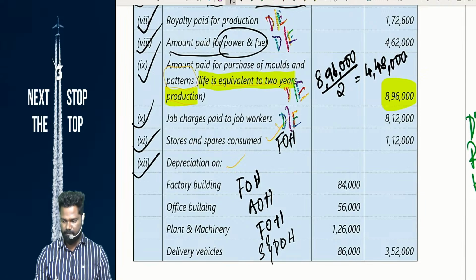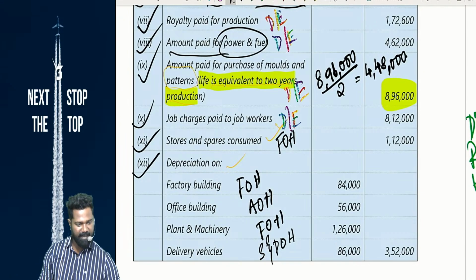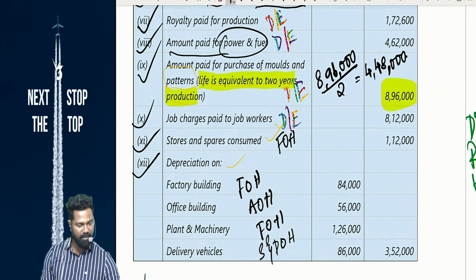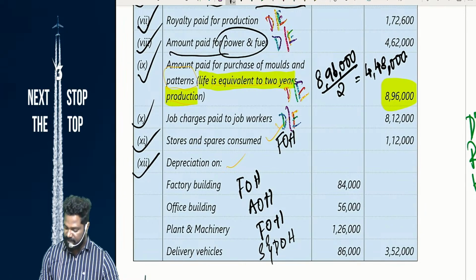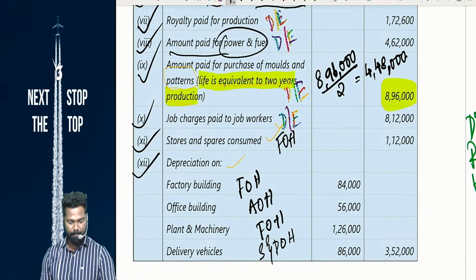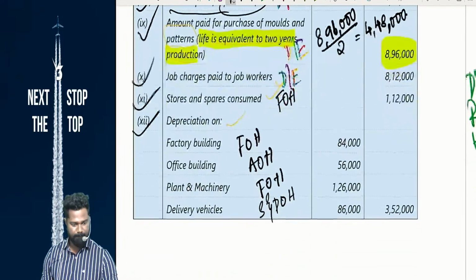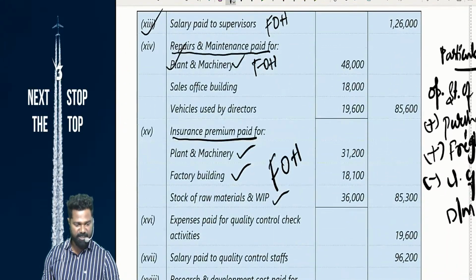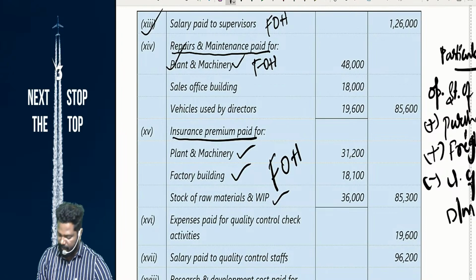Clear? Okay. Next one. Did everyone take depreciation? Tell me which depreciation you have taken. So stores and spares, depreciation on factory building, depreciation on plant and machinery is also considered or not? Okay. Next, repairs and maintenance. Repairs and maintenance of what? Plant and machinery. Insurance premium paid for plant and machinery, factory building and stock of raw material, all taken or not? Yes. Next one below.